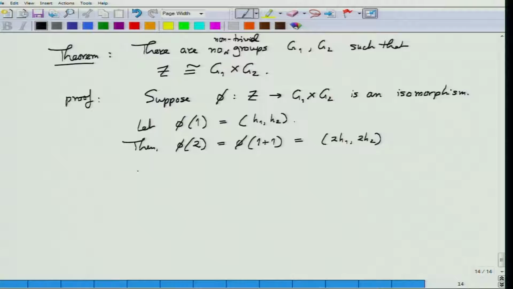And in general, phi of k would be k H1 comma k H2. And this describes the entire range of phi, because in the domain, if you look at Z, there are just all possible values of k, positive and negative integers, and those are mapped to these elements. Now, phi is an isomorphism. So, the range of phi is the entire G1 cross G2. So, that means these elements k H1 comma k H2 cover the entire G1 cross G2.